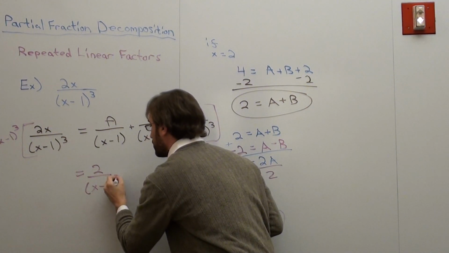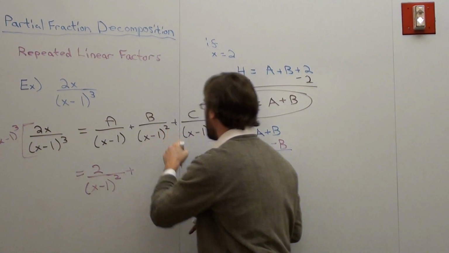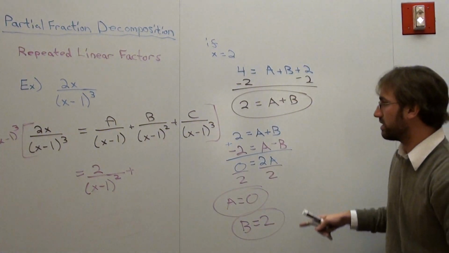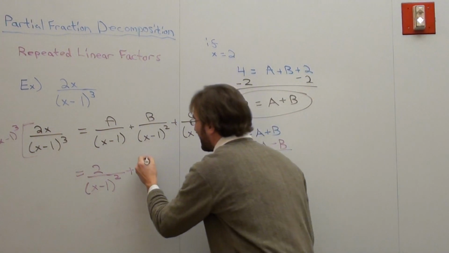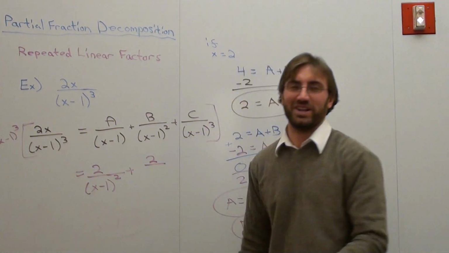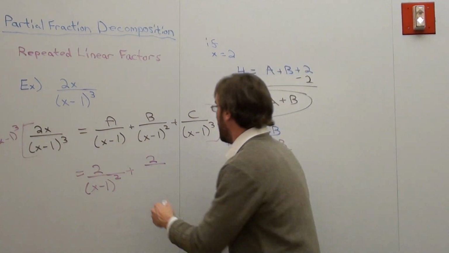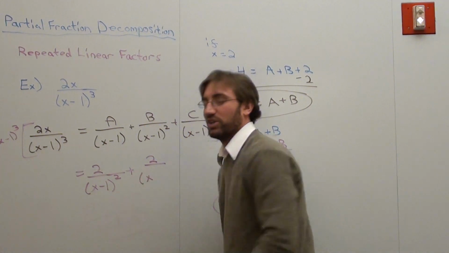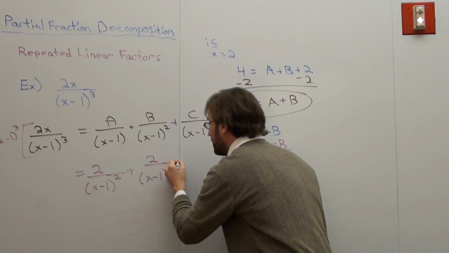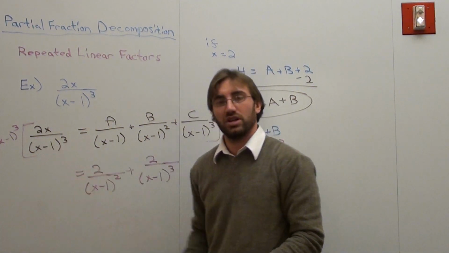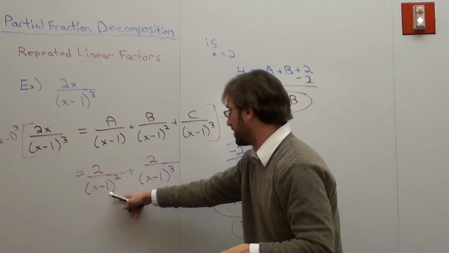Equals b, my b is 2, over x minus 1 squared, plus c, and my c is, where's my c? I think my c was 2. Actually, I know my c was 2, I just figured that out. Well, I should have not erased it. Over x minus 1 cubed. So this fraction, when I do a partial fraction decomposition, is actually this.